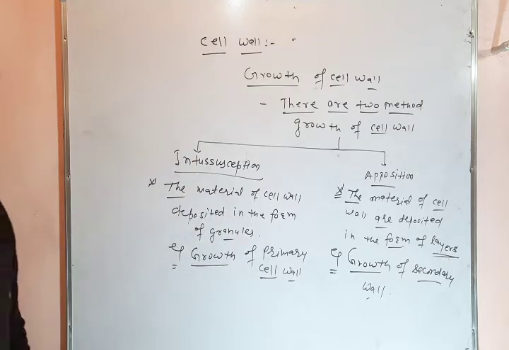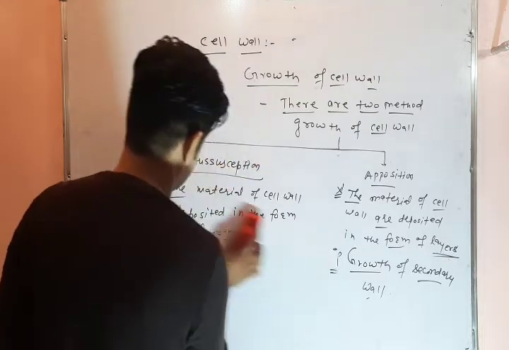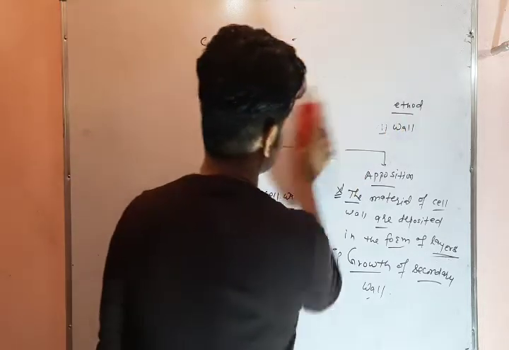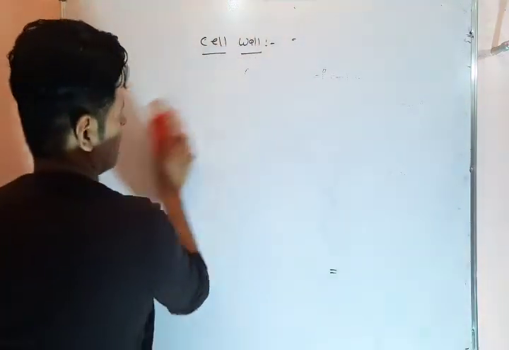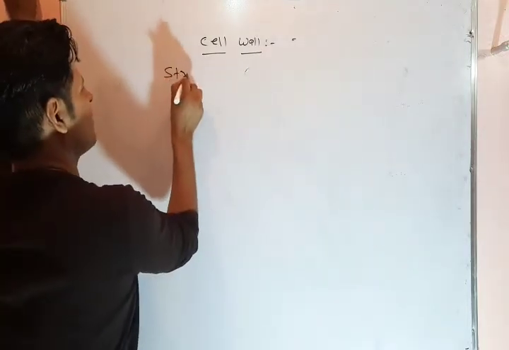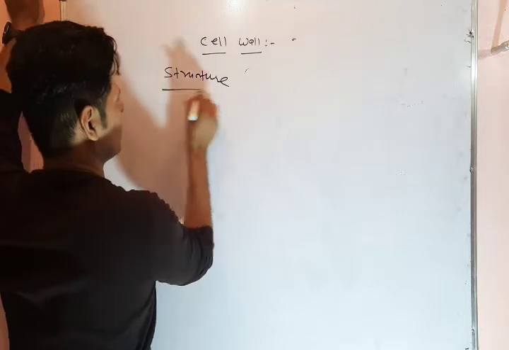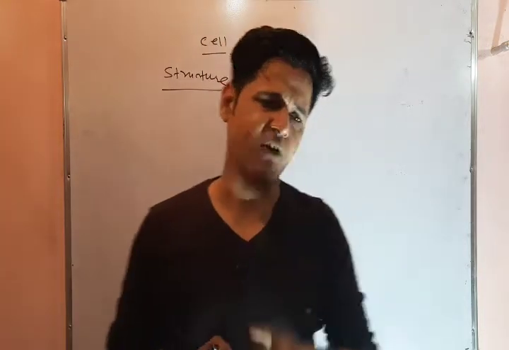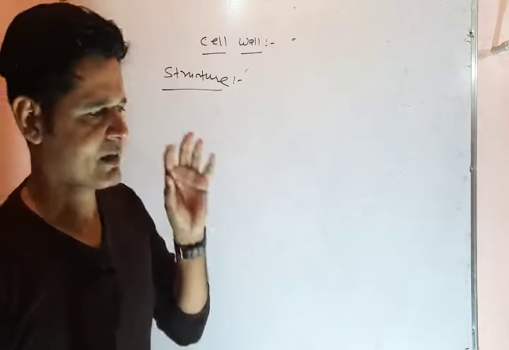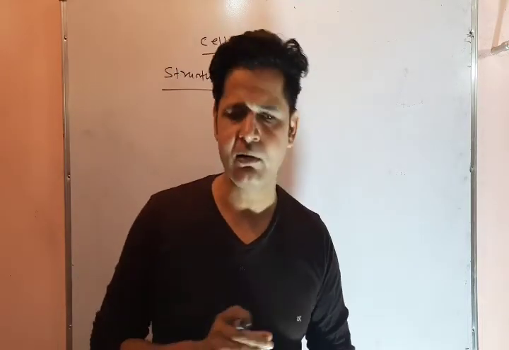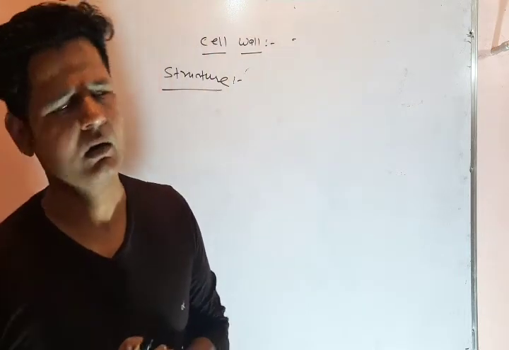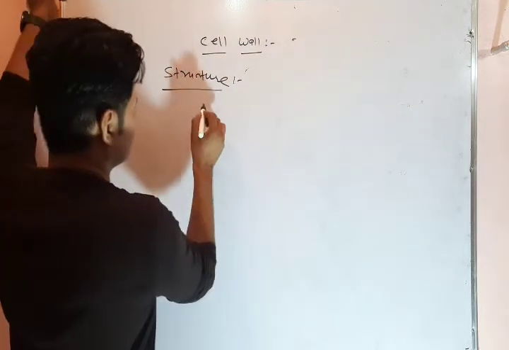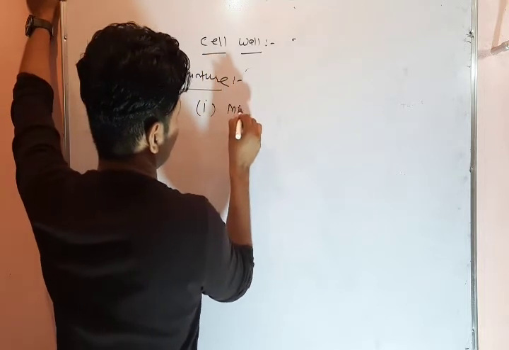Now we will discuss the structure of the cell wall. The cell wall is composed of four parts. First is the middle lamella, second is the primary cell wall, third is the secondary cell wall, and fourth is the tertiary cell wall. So we will discuss one by one. First is the middle lamella.